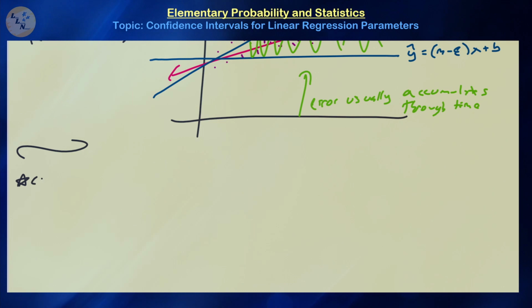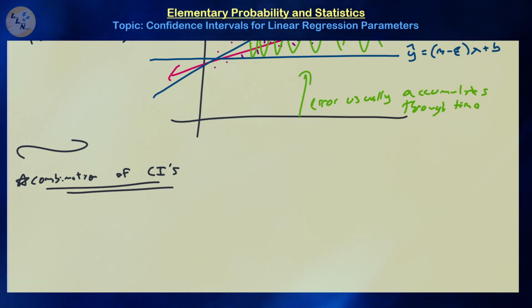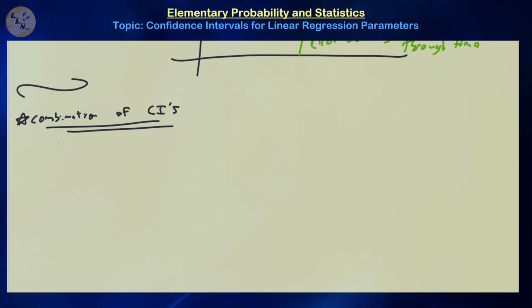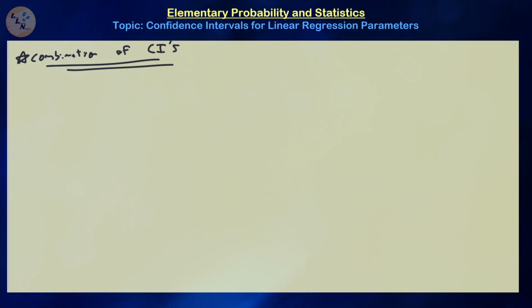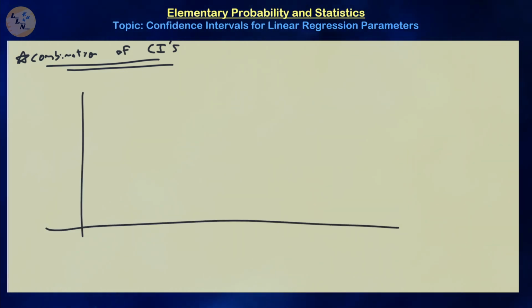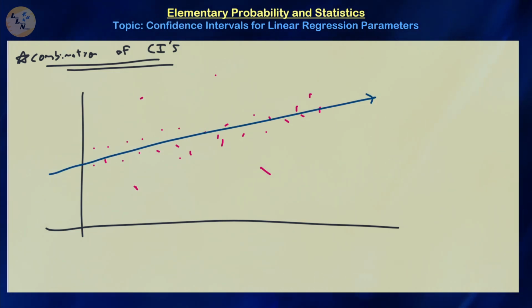Now, what about the combination of the two? So the combination of confidence intervals. And let's take the extremes of both of those intervals. So let's draw our bivariate data set. So let's assume that this is our bivariate data set. Let's throw a couple outliers there. Why not? Let's assume that this is our line of best fit. So y hat is equal to mx plus b. Let's call this b plus epsilon, b minus epsilon.